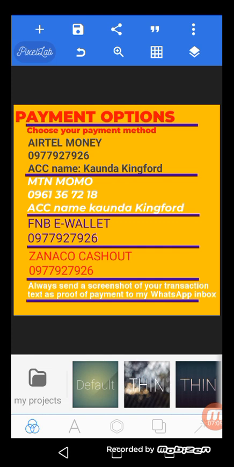Then MTN, you use 0961367218. Same name, Kaunda Kingford. Then to those who may want to use FNB e-wallet, you send to the same number. Zanaco Cash Out, you send to the same Airtel number. So after paying, you should always send a screenshot of your transaction text as proof of payment, so that I'll be able to know who has paid and add you to the group.